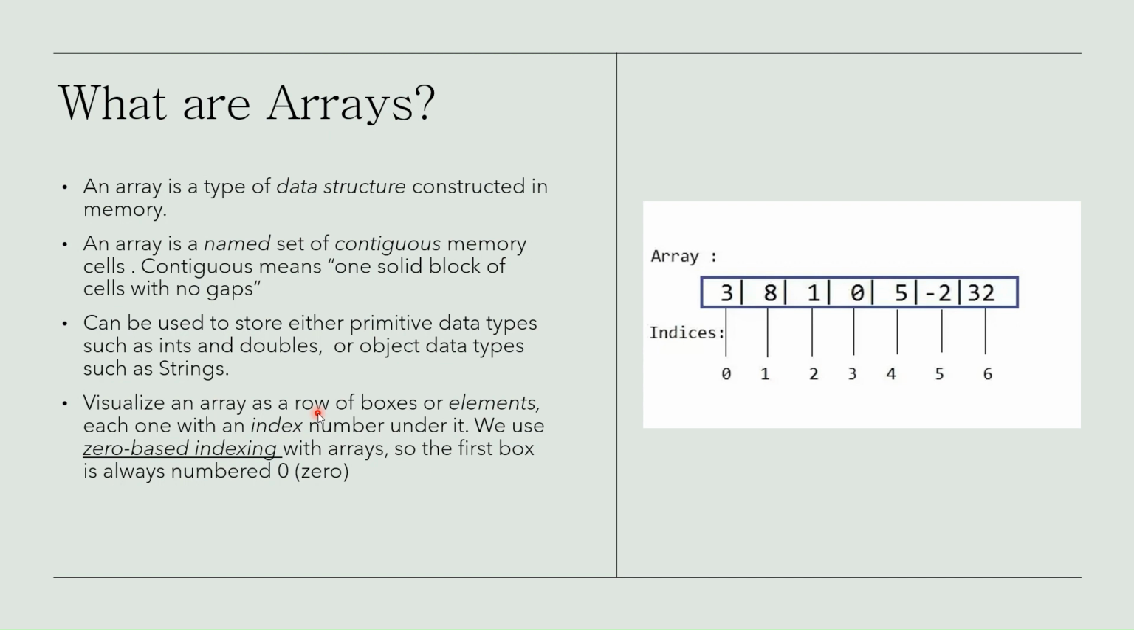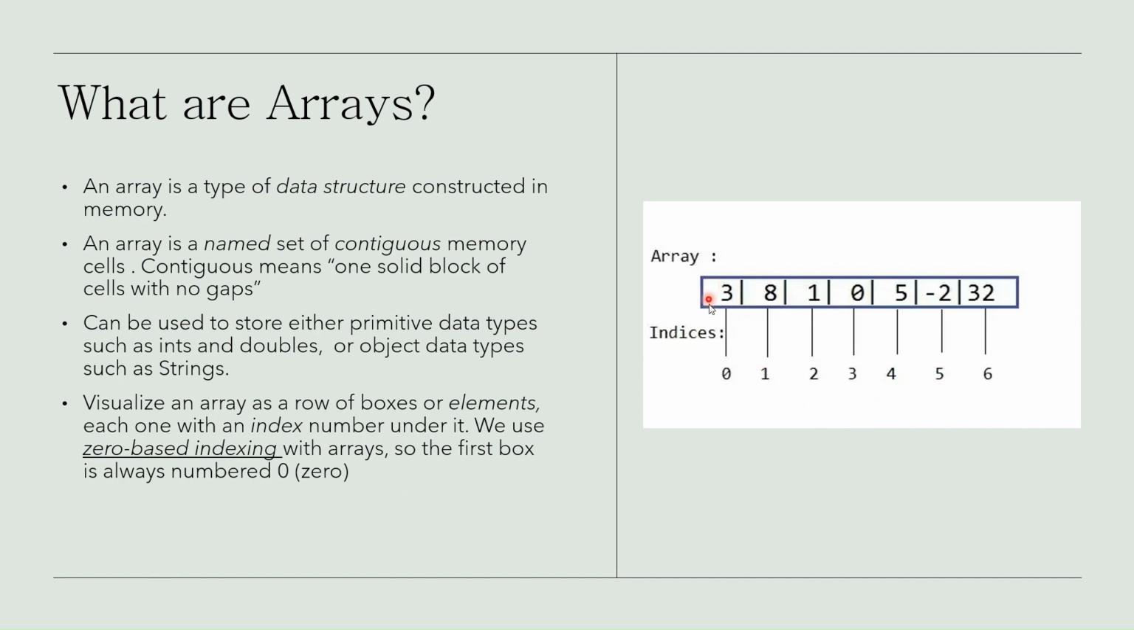What are arrays? An array is a type of data structure constructed in memory. It is a named set of contiguous memory cells. Contiguous means one solid block of cells with no gaps. Can be used to store either primitive data types, such as ints and doubles, or object data types, such as strings. From the picture here to the right, you can visualize an array, a row of boxes or elements, each one with an index number.